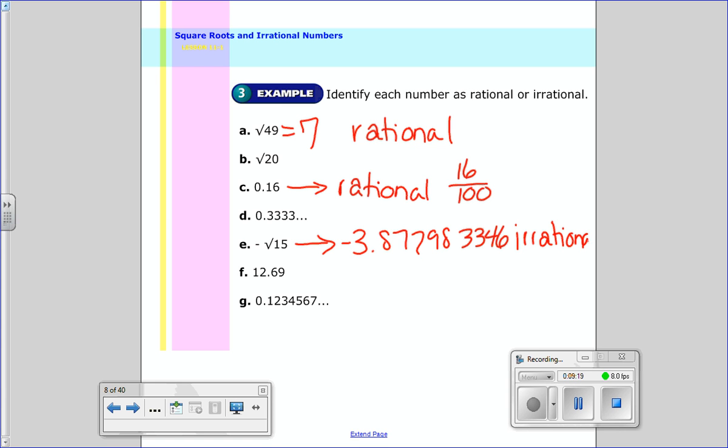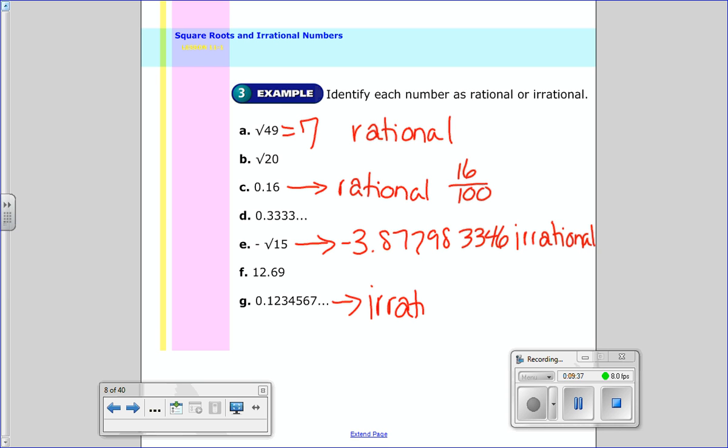All right, and finally we'll do G together. We have 0.1234567 going on. Now this one can be tricky because you could say, oh, I see a pattern, you're just going up by ones. But it's not repeating. So in this situation, because it's not repeating, it is considered irrational.